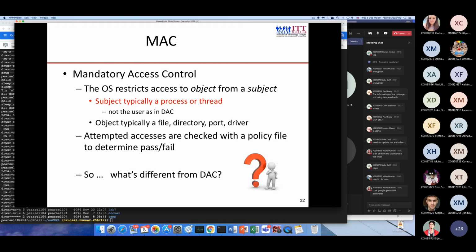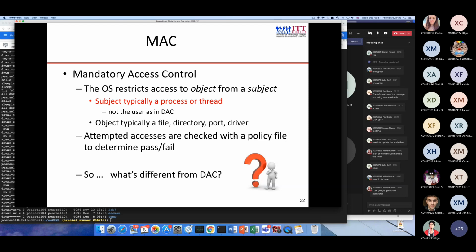It restricts access to an object from a subject. Typically, the subject is a process or a thread, not the user. So in other words, typically what you're saying is a process can only access something or not. Object is typically a file, a directory, a port, or a driver. So for instance, the LCD driver, I could say I have 20 applications on this device. 19 of them are not allowed access to the LCD. One of them, the one that does PIN entry, that can put up a message to enter your PIN, only that one can access the LCD.